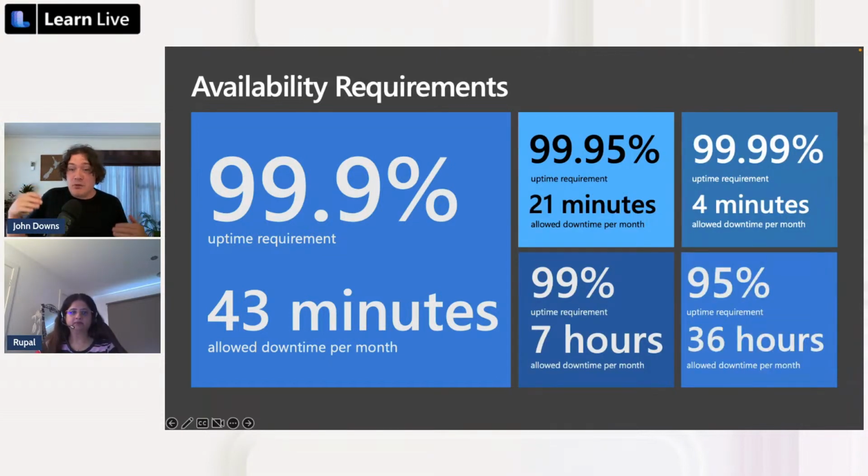Now, what you can see is that as you raise or lower your availability percentage, the allowable downtime for your system changes significantly. If you just look at the percentages themselves, the differences might seem fairly small, right? 99.9 to 99.95 to 99.99 doesn't seem like a huge difference. But as you can see on the slide, it really does make a big difference to the actual number of minutes that you're allowed for downtime per month. So we have a website, uptime.is. It's not a Microsoft website, it's a community website, which we use a lot to figure out what an availability percentage translates to in real terms. It's a really useful resource.